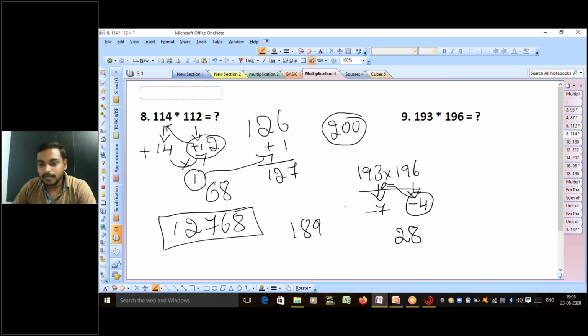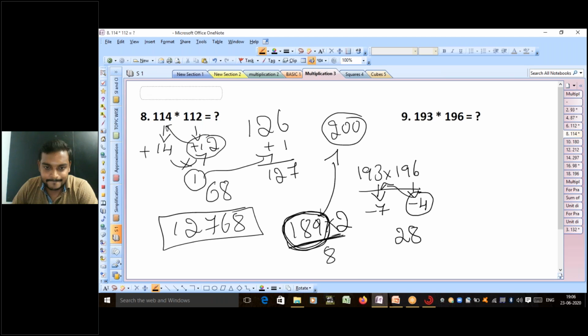But 18928 will not be the answer. Why? Because we have taken 200 as base. For that, you have to multiply the left hand side number with 2. If you take base as 300, you have to multiply the left hand side number with 3. If you take 400 as base, you have to multiply with 4, like that.